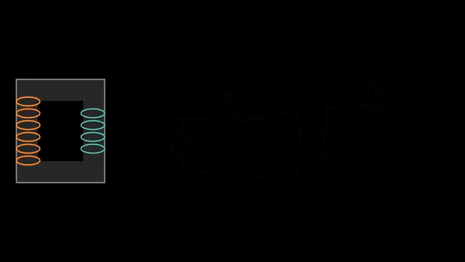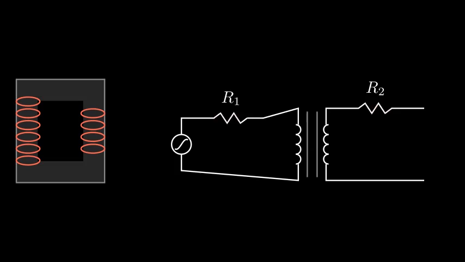But of course, no transformer is perfect. The real world introduces losses. First, the copper wire used for the coils has electrical resistance. As current flows, some energy is lost as heat. We can model this by placing a resistor, R1, in series with the primary winding and R2 in series with the secondary.